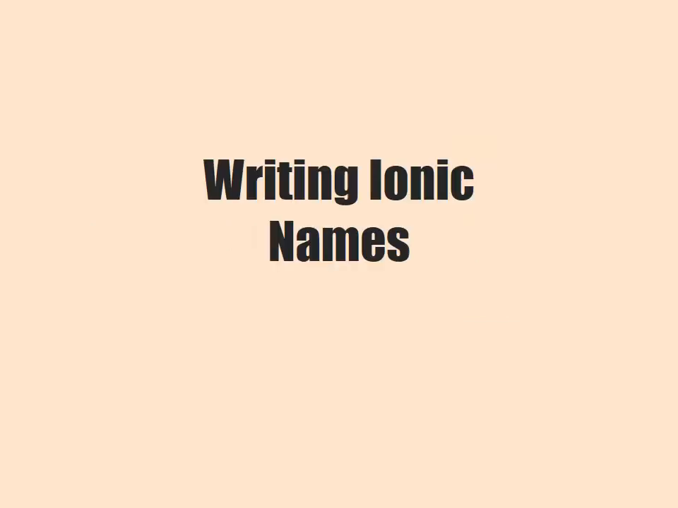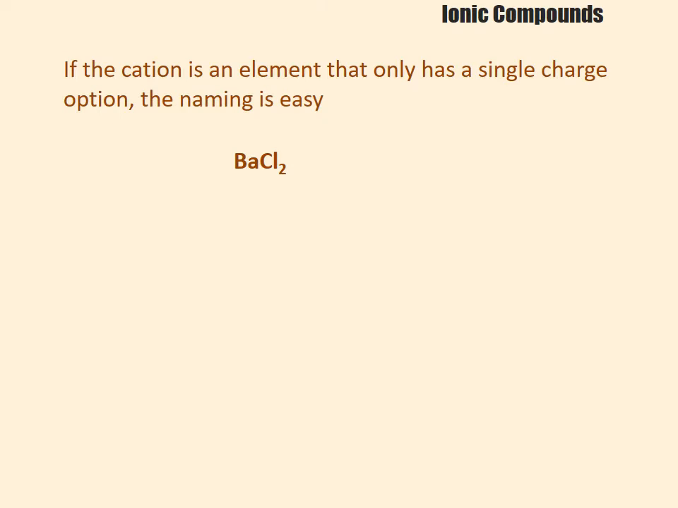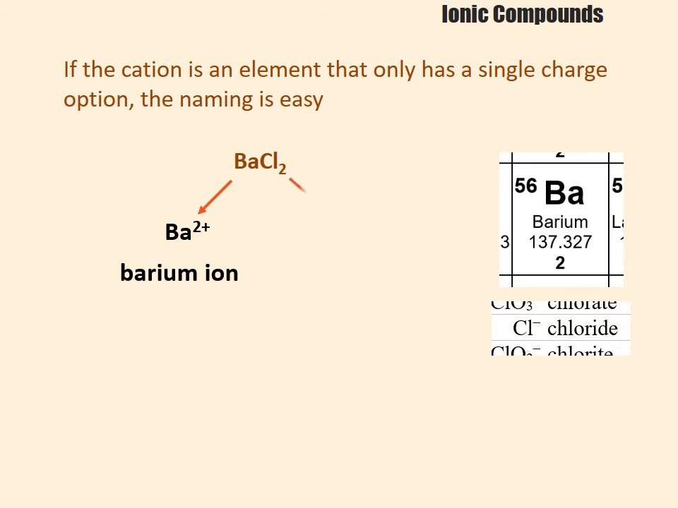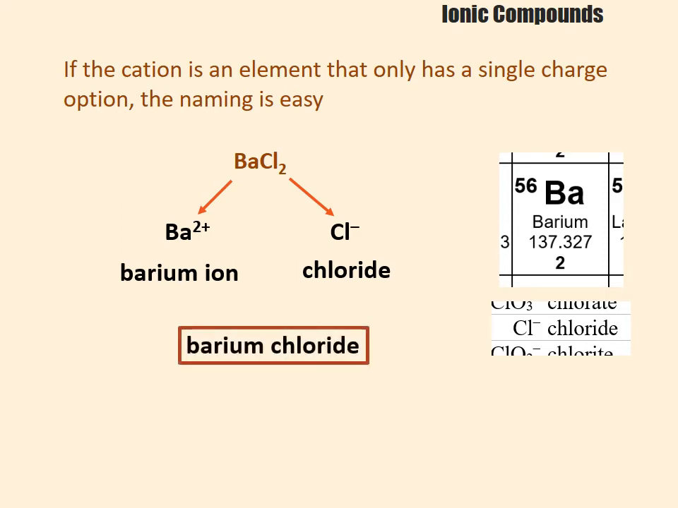Part 2. Write on your loose leaf: writing ionic names. If the cation is an element that only has a single charge option, the naming is easy. I look up Ba on the periodic table. It takes a +2 charge, and it's called barium ion. Then I look up Cl on the negative list, and I find Cl-, which is called chloride. So when they come together, they make barium chloride.